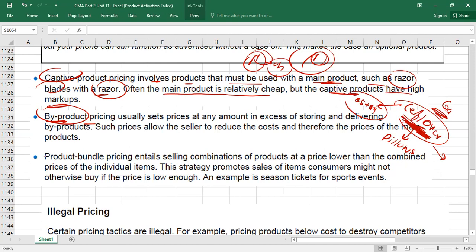Then, guys, we have product bundle pricing, because again, it's a mix of products. For example, when you go to the market, you may find a body spray plus perfume.